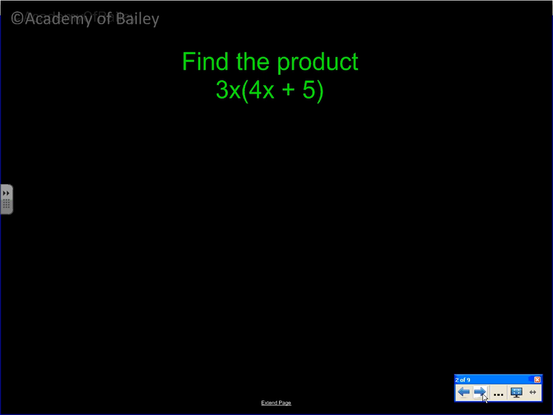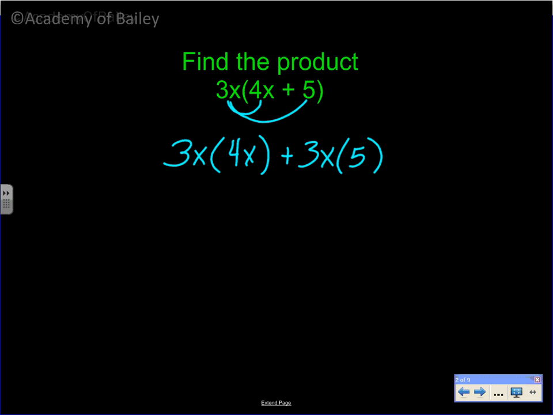So if you look here in the first example, you have a monomial multiplied by a binomial. And this is nothing more than just the distributive property. You're going to take 3x and multiply it by 4x, and then you're going to take 3x and multiply it by 5. And then you go ahead and multiply those.